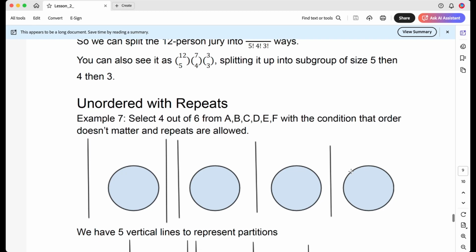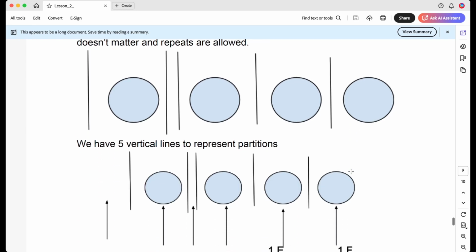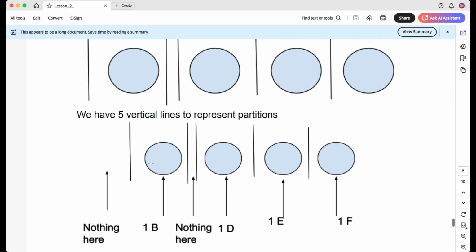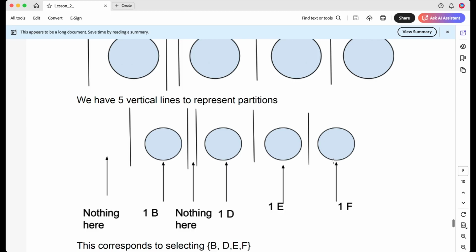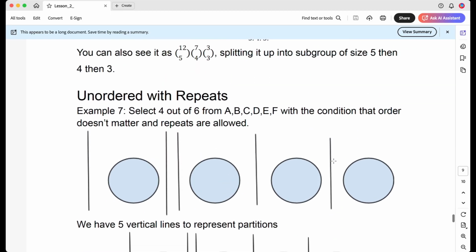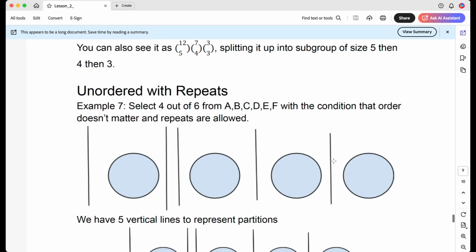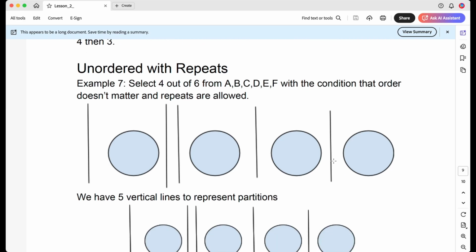So in this particular context here, this setup is referring to not selecting any A's, 1 copy of B, 0 C's, 1 D, 1 E, and 1 F. So this listing here of lines and circles corresponds to selecting B, D, E, F. And so the idea here is that the total number of ways to select 4 out of these 6, order doesn't matter, repeats allowed, is the number of ways to arrange these 5 lines and 4 circles.